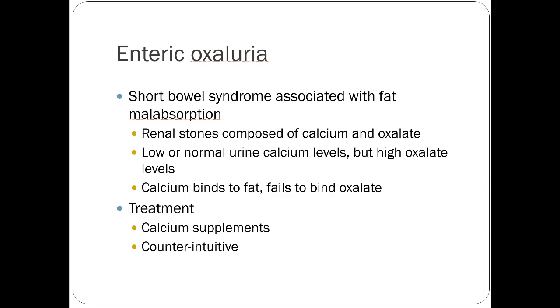And then enteric hyperoxaluria is short bowel syndrome associated with fat malabsorption. So you get renal stones composed of calcium and oxalate, with normal urine calcium levels but high oxalate levels. Calcium binds to fat, and treatment is calcium supplements, actually, because you're absorbing calcium, but your body's binding it up in a way that makes it impossible to use. So we supplement to give you more to be able to use, and it's sort of counterintuitive that way. But anyway, that's sort of a rare thing. And if you work with patients with short bowel syndrome, that's something you might encounter.